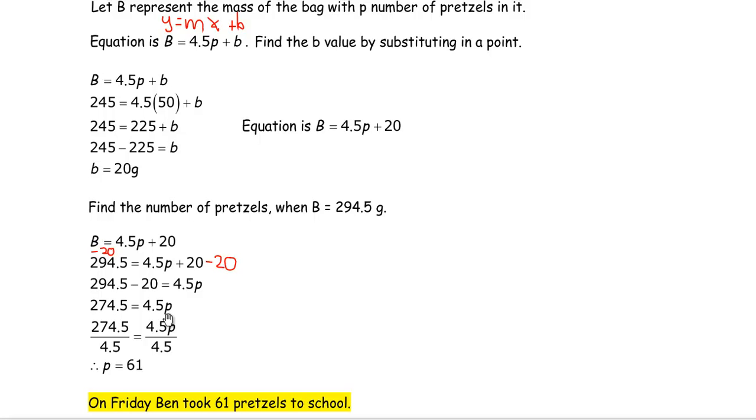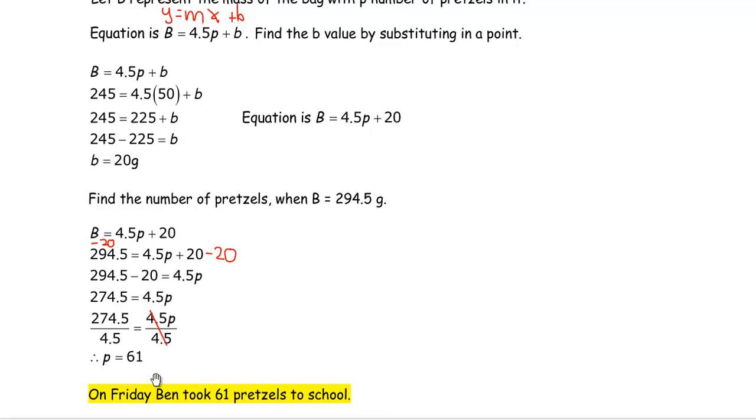And I want to isolate for p now, so I want to get rid of that 4.5. So it's multiplied by the p, so I would divide out the 4.5. And so that's what you see here and here. Now these 4.5s are going to divide out. So that gives us just p, and 274.5 divided by 4.5 is 61. So that's the number of pretzels that Ben took to school on Friday. He had 61 pretzels in his bag.